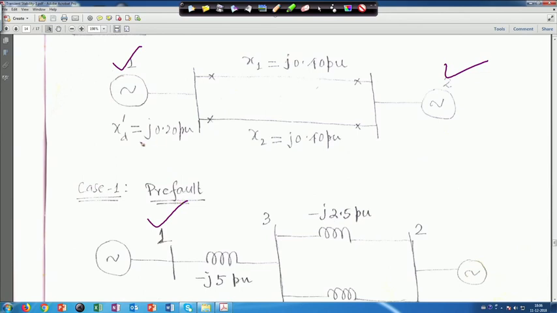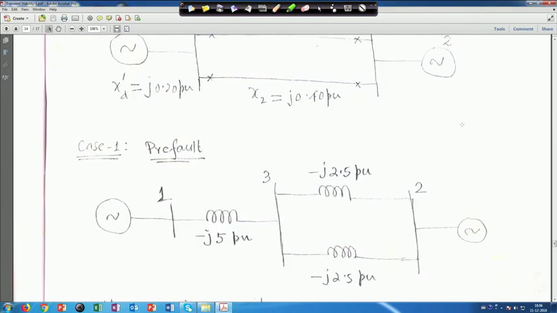And then this x d dash is given j 0.20, that means you have to take the reciprocal of this, because this will become admittance. So, it is minus j 5 per unit. Similarly, for this one, j 0.40 and j 0.40. So, 1 upon j 0.40. So, minus j 2.5 per unit. Similarly, here also, in this case here also it is minus j 2.5 per unit, right.